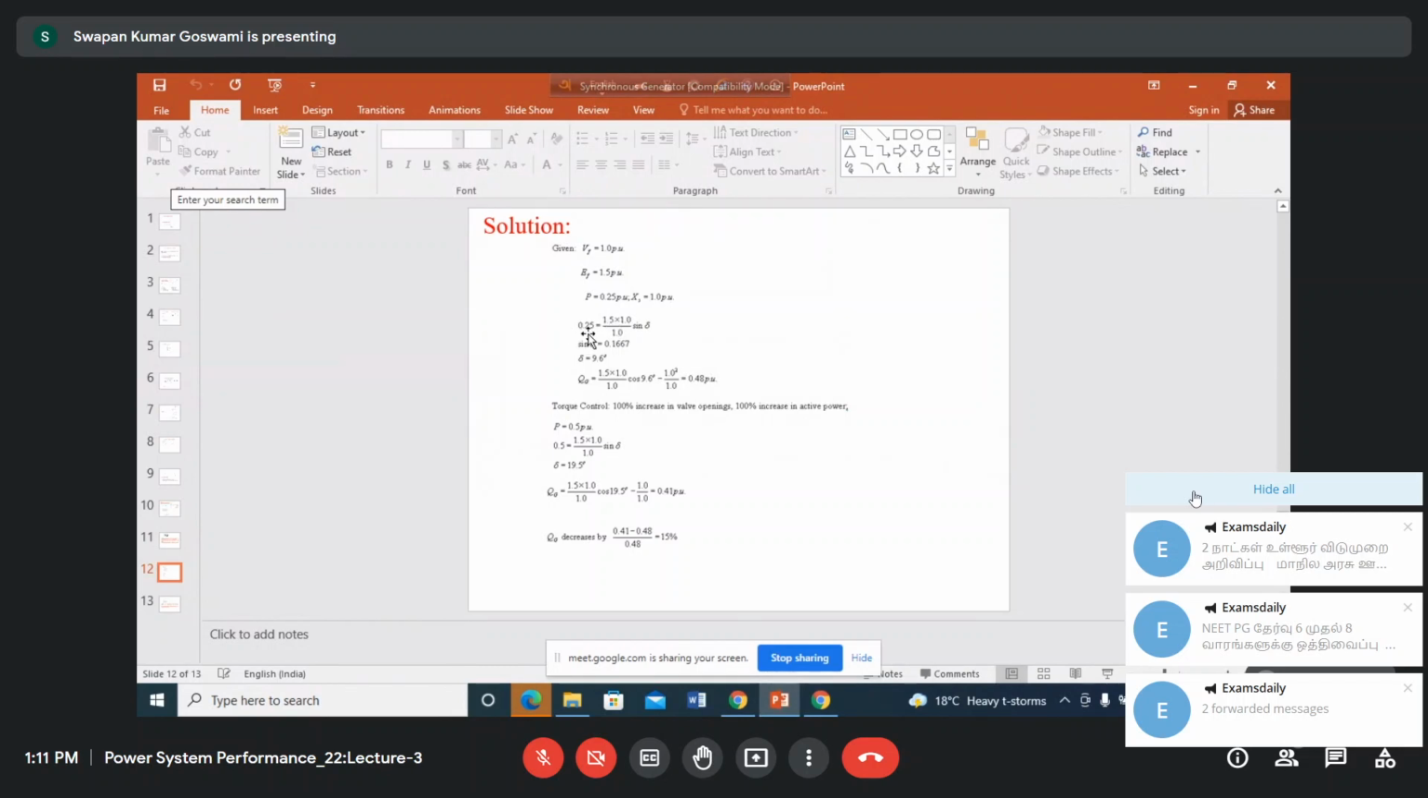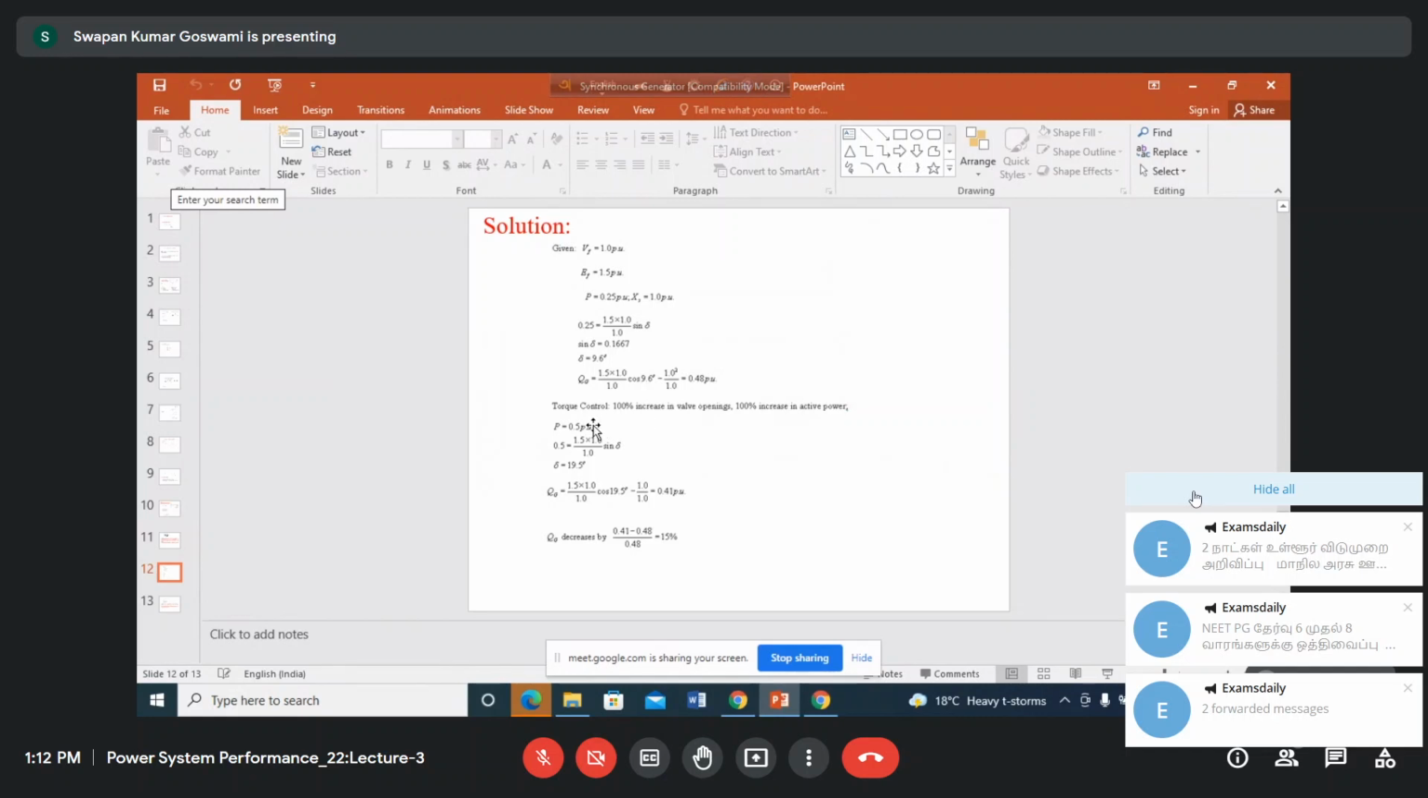So you can use this expression P equal to Ef Vt by Xs sine delta. From here you can calculate the value of sine delta and delta, which is 9.6 degree. So if delta is 9.6 degree, you can calculate reactive power Ef Vt by Xs cosine delta minus V square by Xs, which becomes equal to 0.48 per unit. That means when the generator is delivering 0.25 per unit active power, it is delivering 0.48 per unit reactive power.